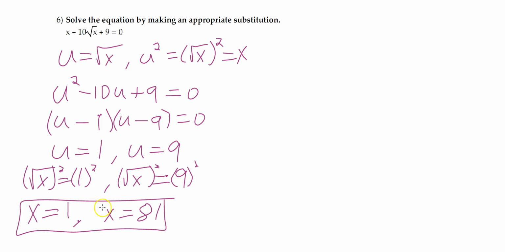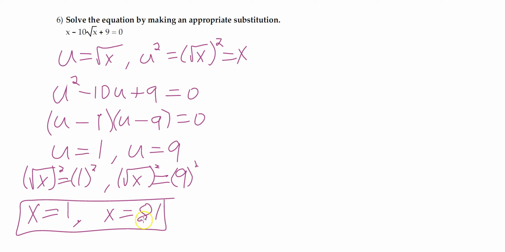Now both of these numbers are in the domain of the expressions. We can't use any negative numbers, but we have two positive numbers. So these two are not extraneous solutions. They are in fact the two solutions to this equation. We can verify one of these.